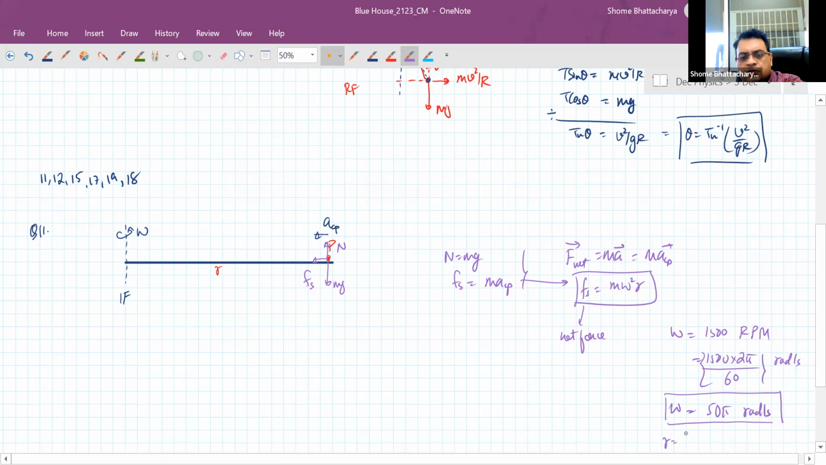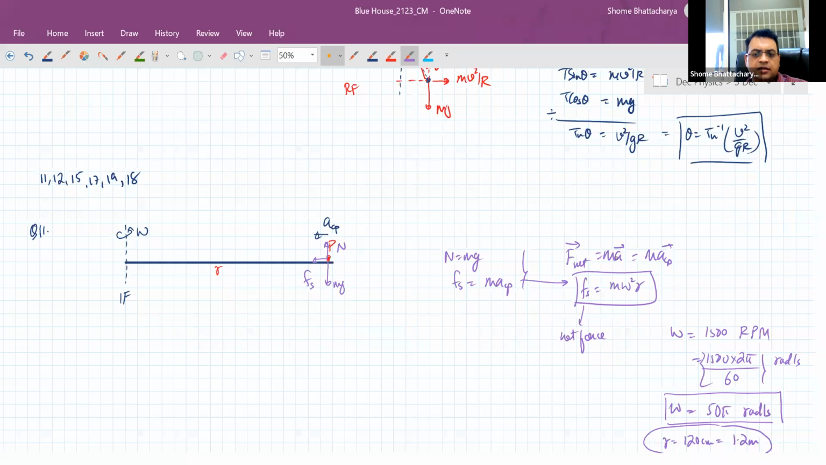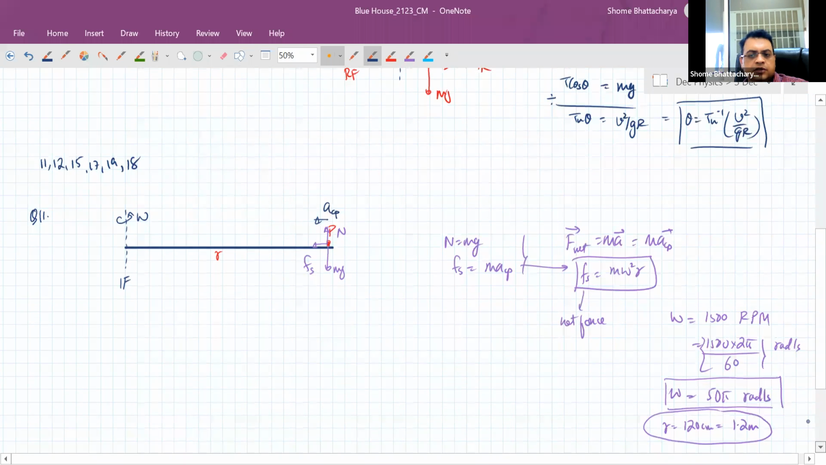And r is given to us as 120 centimeters. And while doing the calculation, you can use an approximation that pi square is nearly equal to 10. So you will get an approximate answer using this. Okay, so that's question 11. Let's move on to question 12 after this.